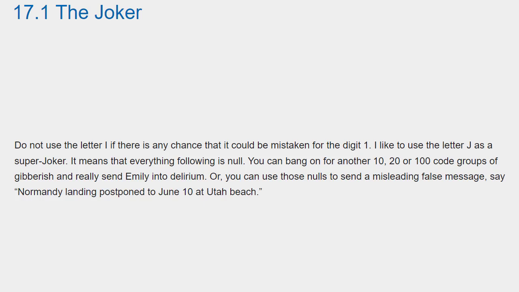Do not use the letter I if there is any chance that it could be mistaken for the digit 1. I like to use the letter J as a super joker. It means that everything following is null. You can bang on for another 10, 20 or 100 code groups of gibberish and really send Emily into delirium. Or you can use those nulls to send a misleading false message, say Normandy landing postponed to June the 10th at Utah Beach.